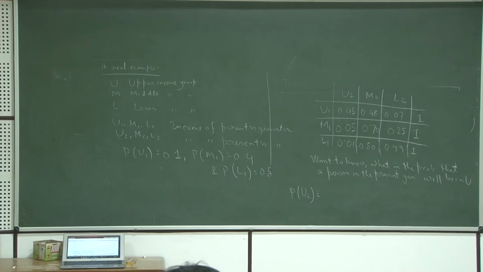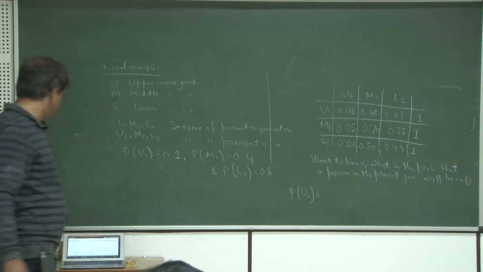So if you try to recall the theorem of total probability, it was that probability of A equals the summation over i equal to 1 to n of probability of Bi times probability of A given Bi. This matrix gives you the probability of A given Bi, and this information, what I wrote, probability U1, M1, L1, gives you the probability of B1, B2, B3. This is the partition, and given the partition, that gives you the matrix.